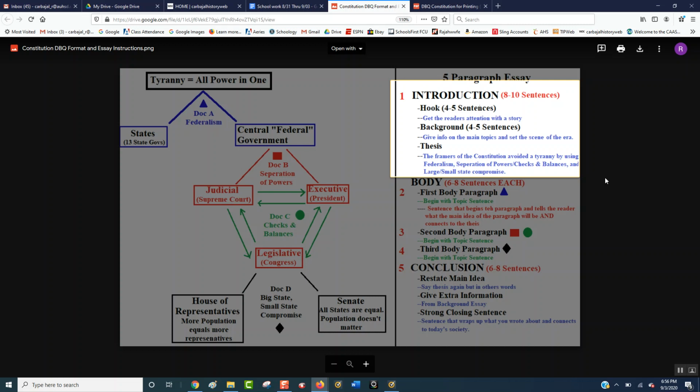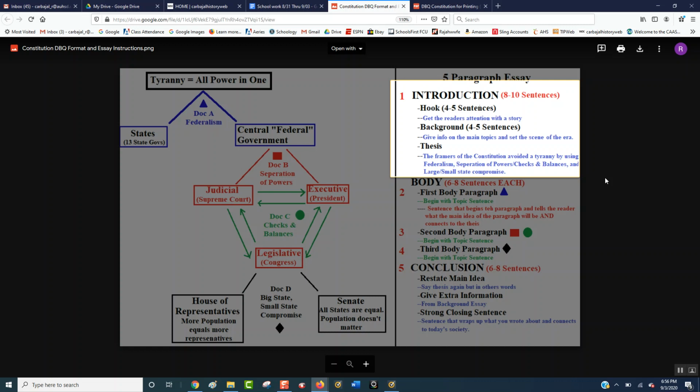All of that information goes in the next section of the introduction, which is the background. In the background is where you're going to tell me what's going on. What's happening in this era? Why are they so worried about tyranny? So for the hook, you're going to make me think about abuse of power, and then in the background is where you start talking about it.